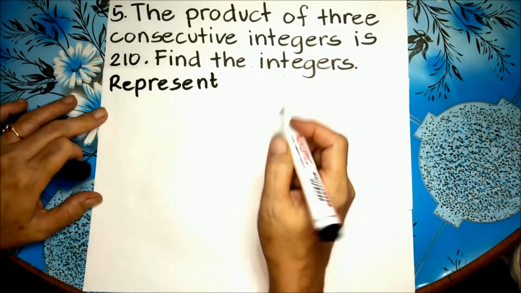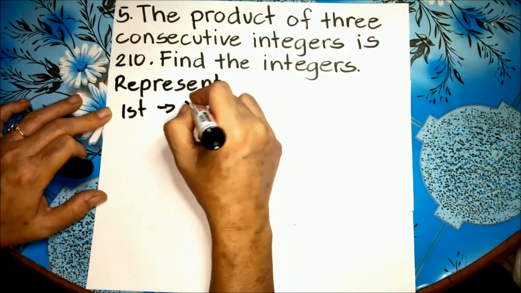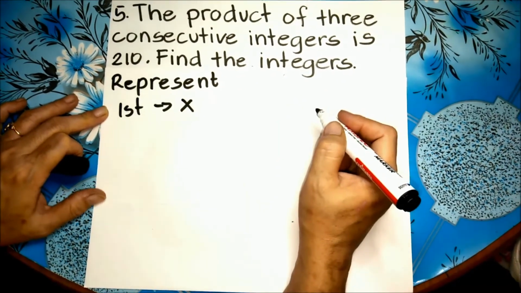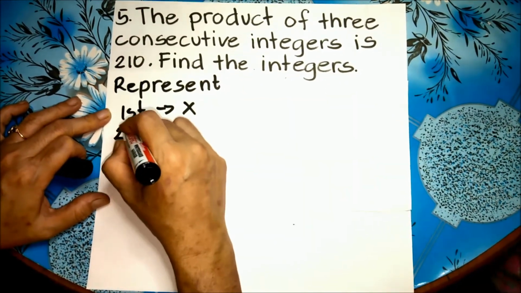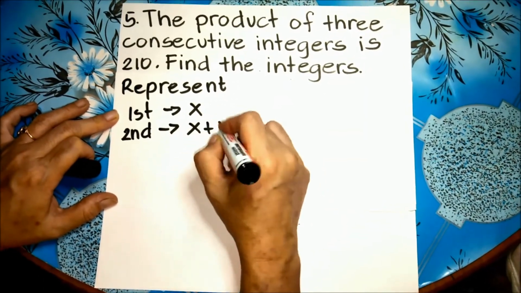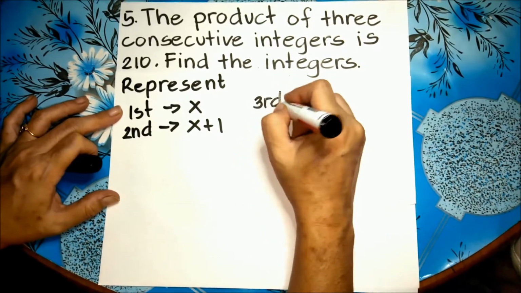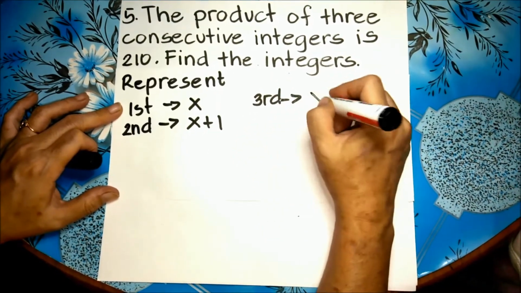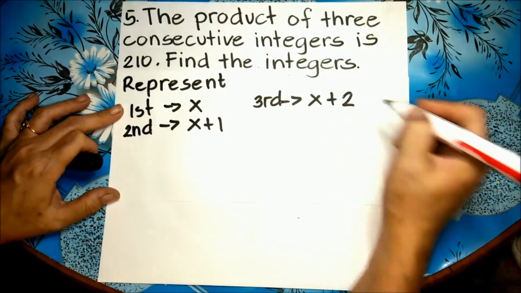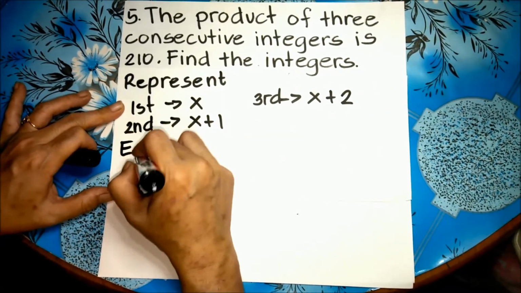Let's say that our first integer is x. Therefore, the second is x plus 1. And the third one is x plus 2. Now, what about the equation?